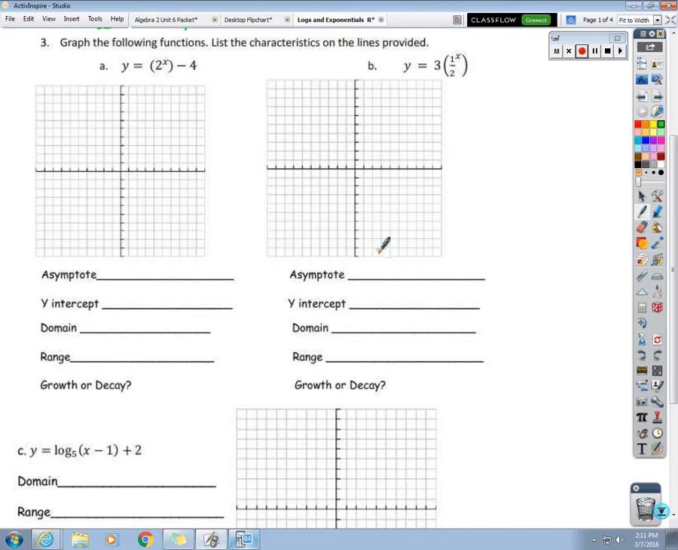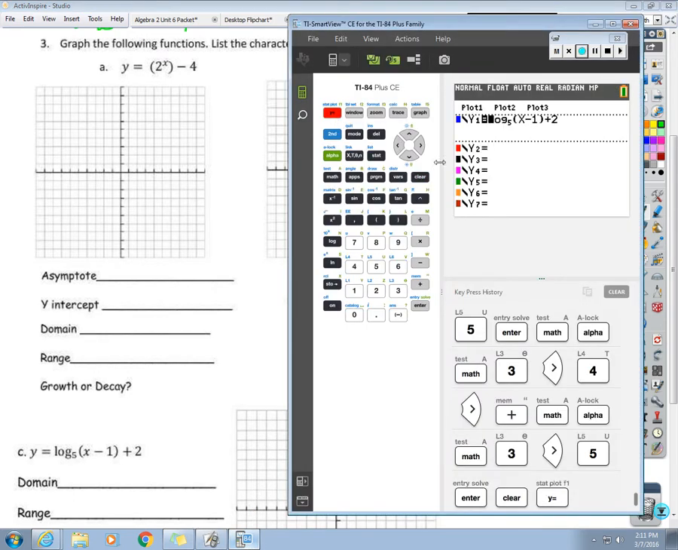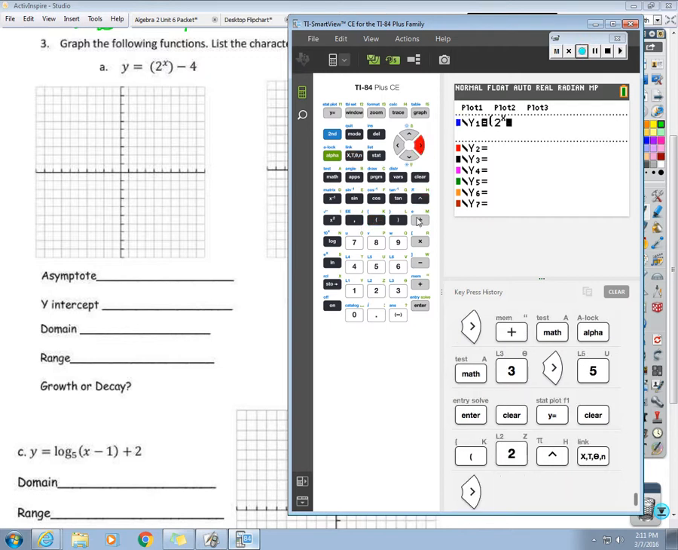Number 3, graph the following functions. List the characteristics on the lines provided. Okay, so the first thing I'm going to do is graph it in the calculator. So y equals, parenthesis, 2 raised to the x power, close parenthesis, and then subtract 4.